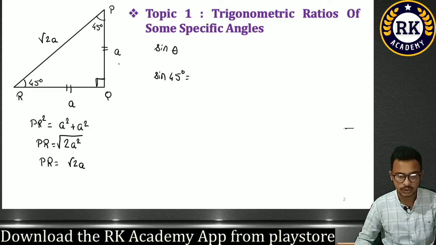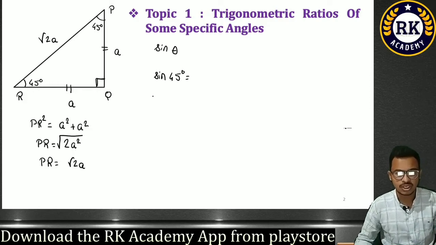Again I am repeating. Sin 45 means I am considering this angle, one angle is 45. In the question 90 is provided. Now this is a 45 degree angle, the remaining angle of the triangle. Base angles are congruent, so QR and PQ which are congruent will be considered A and A. If both values are A, then we get PR as root 2 A by using the Pythagoras relation.